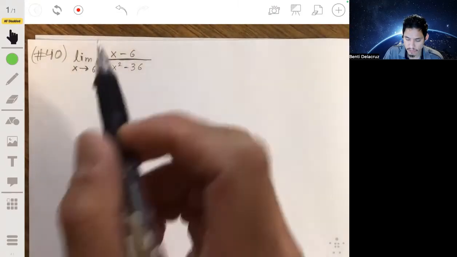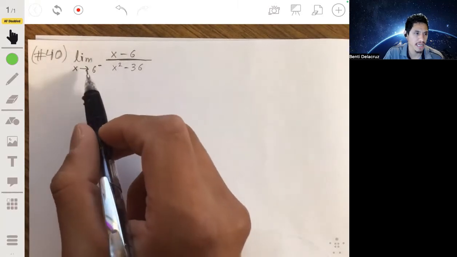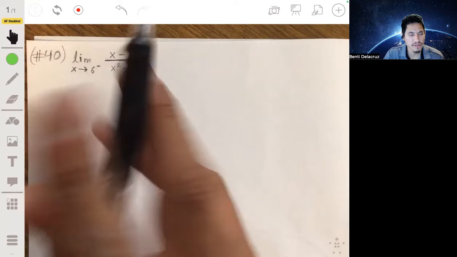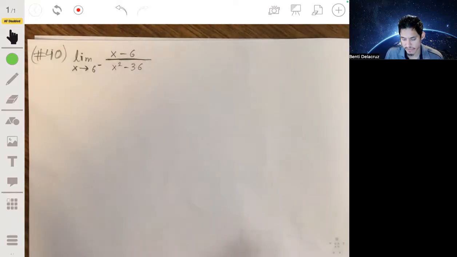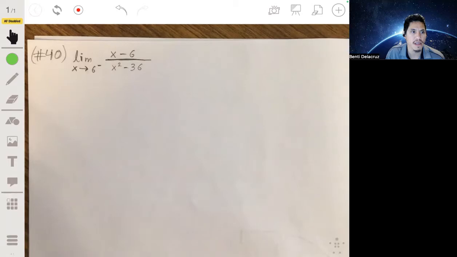All right, so in this problem, we're trying to find the one-sided limit. We're trying to find the limit as x approaches 6 from the negative side, or from the left-hand side. The first thing you always want to do is check to see if you can just plug the number in. If you can plug the number in, then you just evaluate, and whatever you get is your answer.